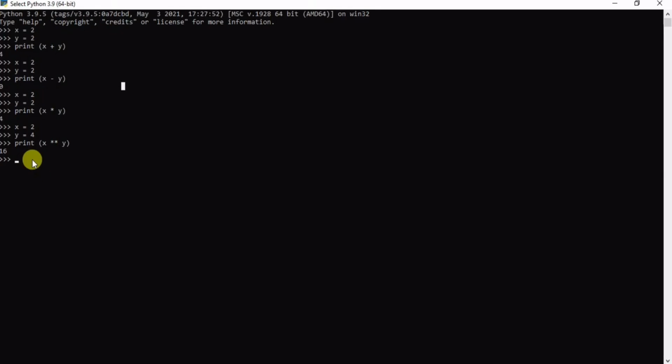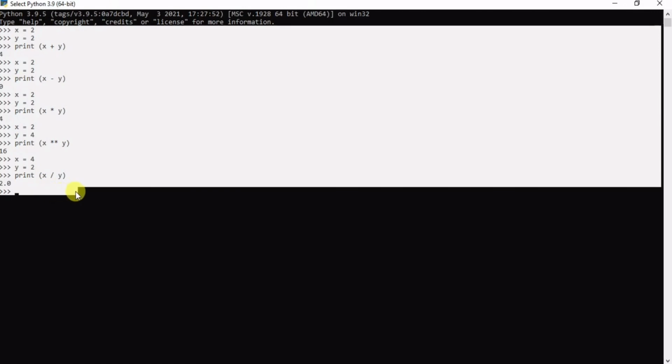The next example is division. Suppose our first variable x has the value 4, and another variable y has the value 2. Now we print x divided by y, and we see the answer is 2.0. This is the answer of division.